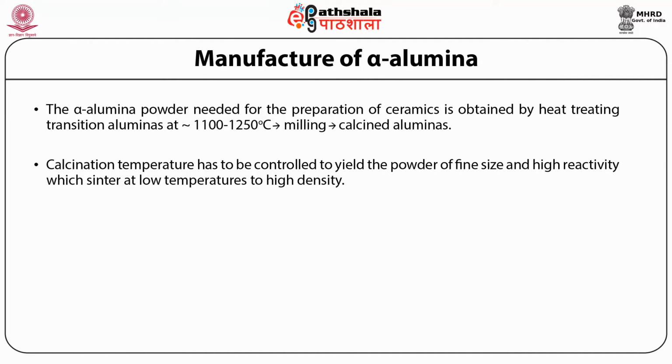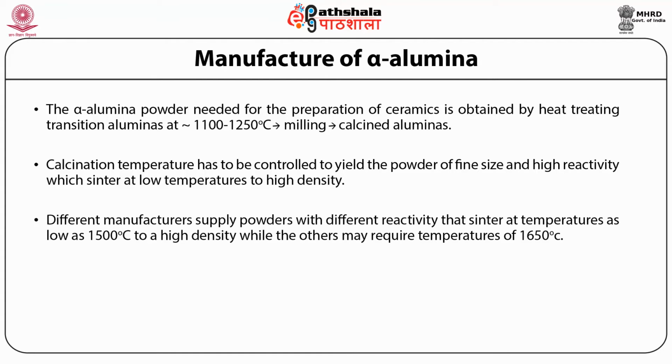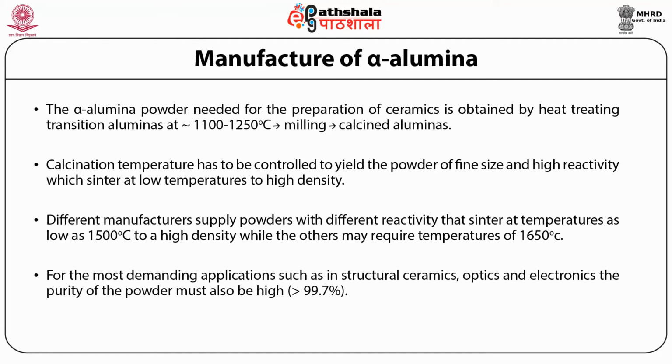The calcination temperature has to be controlled to yield the powder of fine size and high reactivity, which sinter at lower temperatures to high density. The powders sold by different manufacturers differ in their reactivity, which is a function of proprietary powder preparation treatments. The highly reactive and fine powder supplied by some manufacturers can sinter at temperatures as low as 1500 degrees Celsius to a high density, while others may require temperatures of 1650 degrees Celsius. For the most demanding applications such as intrinsic ceramic, optics and electronics, the purity of the powder must also be high.